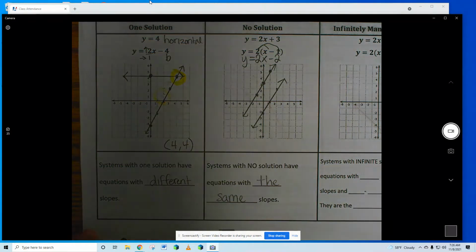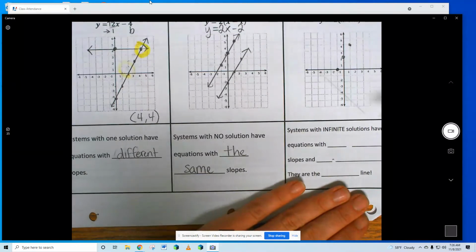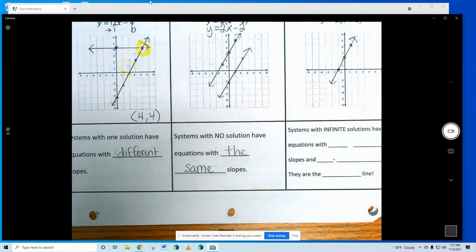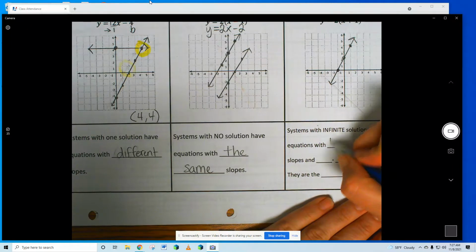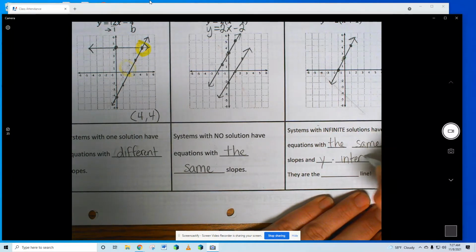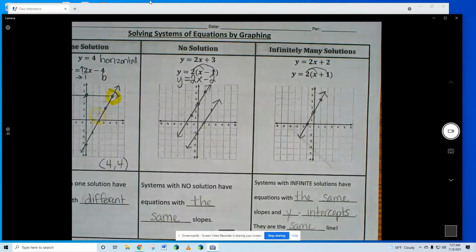And infinitely many means it's the exact same line. So I have the same line basically just on top of each other. Systems with infinite solutions have equations with the same slopes and y-intercepts. They are the same line. One solution, no solution, infinitely many solutions.